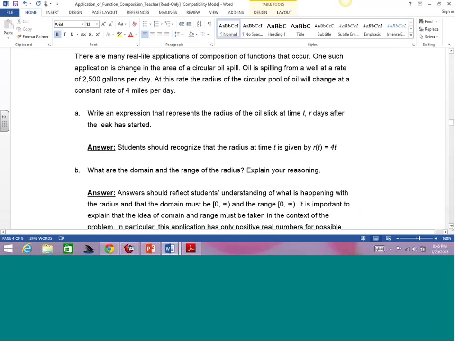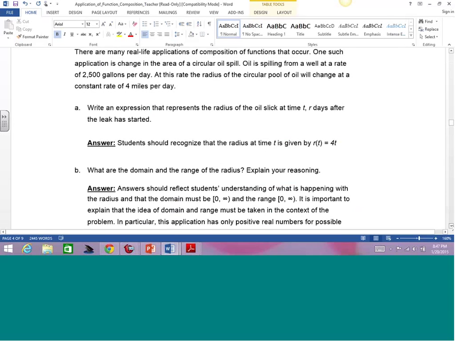Why is my domain this? Why is my range this? And then looking at, is the oil going to spread out forever? Is there a point where it's going to be no more? Those conversations are going to come up, which should be coming up. That's an incredible thing to talk about.